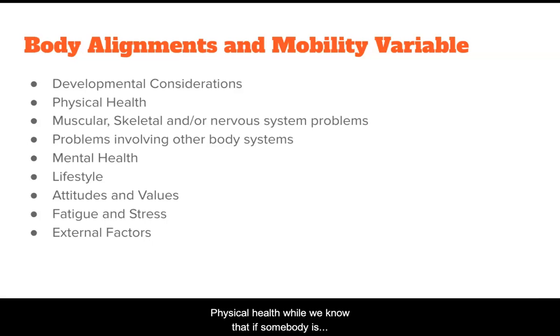So, physical health. Well, we know that if somebody is having problems with their nervous system, I just said that they may have issues with body alignment and mobility, which also includes that they can have issues with completing their activities of daily living. Other things are if they have a fracture or a broken arm, things like that, we know those will have issues with body alignment and mobility variables.